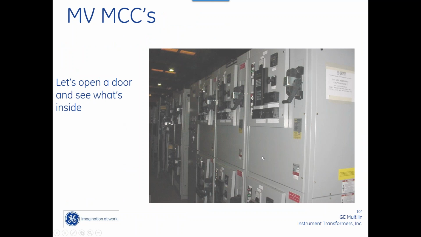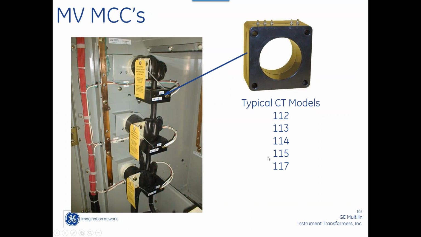Here's a motor control center. It's got a Multilin 369 on there. Nice. So here they mounted the CTs, and they typically use the 112 to 117. This is a really nice quality CT I've seen in a lot of applications. And this is one of my go-to CTs. It's like the 114.